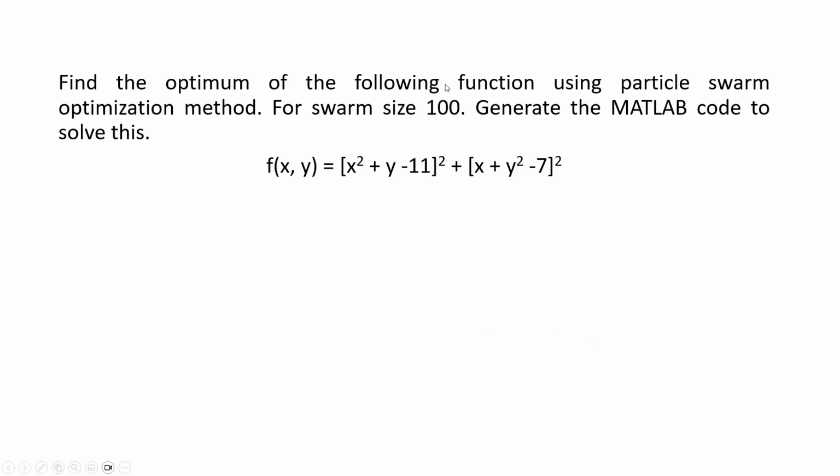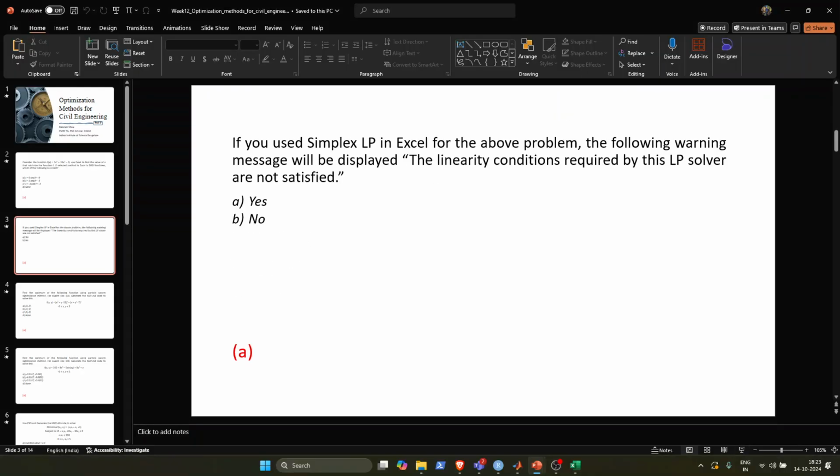Find the optimum of the following function using particle swarm optimization method. Swarm size is given as 100. Generate the MATLAB code to solve this. So this is the same question you are referring to, I guess, right? Yes, sir. The constraints are x lower bound is -3, and also y lower bound is -3, upper bound is 3. These are the options. Okay, so we'll just go to MATLAB.